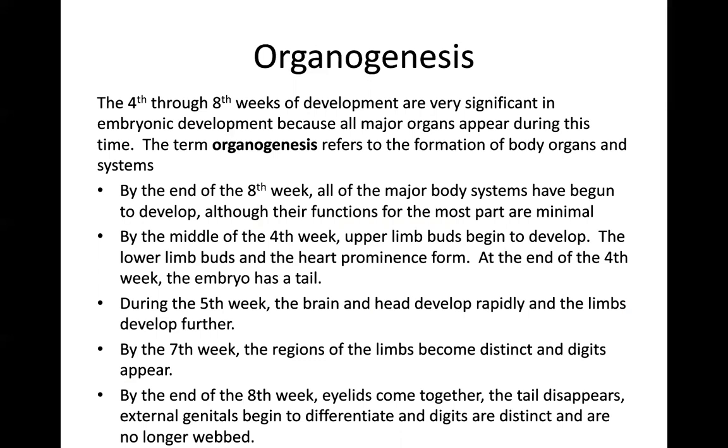By the middle of the 4th week, the upper limb buds begin to develop. Lower limb buds and the heart prominence form. At the end of the 4th week, the tail develops on the embryo. During the 5th week, the brain and head develop rapidly, and the limbs develop further. By the 7th week, the regions of the limbs become distinct and digits appear. By the end of the 8th week, eyelids come together, the tail disappears, external genitals begin to differentiate, and digits are distinct and no longer webbed.